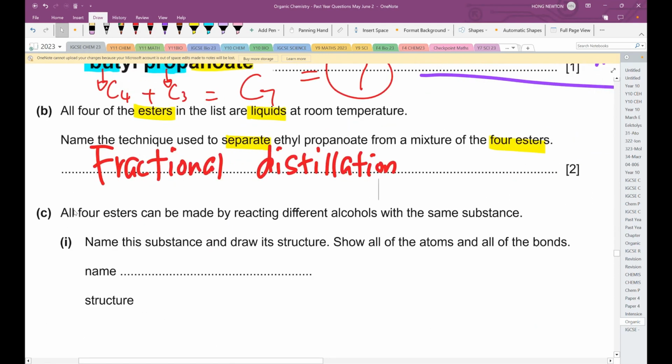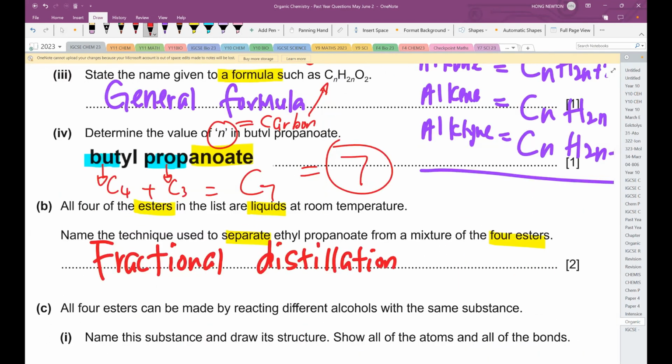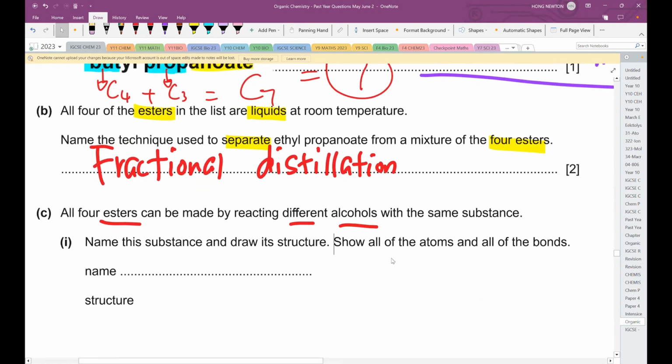Okay, now four esters can be made by reacting different alcohols with the same substance. So name this substance and draw the structure, and show all the atoms that form the bond. Four esters can be made from different alcohols with the same structure. So the same substance. You need to ask yourself first, how to form ester?